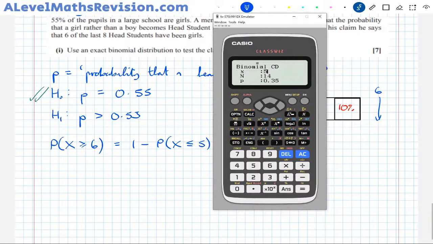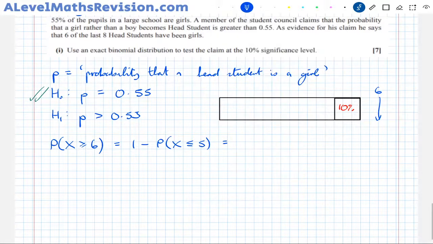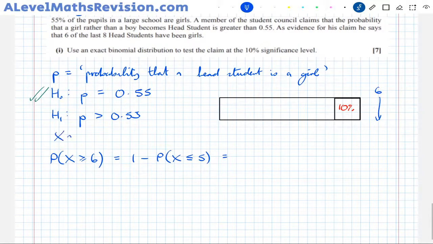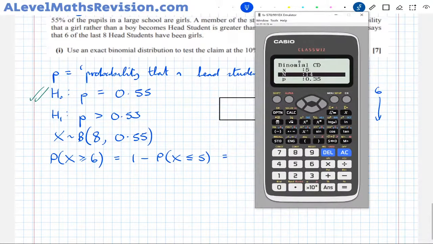Let's put that in the calculator. X is less than or equal to 5. And we should state our binomial distribution that we're about to use. X has a binomial distribution, 8 trials, and we're claiming the probability of success is 0.55 if we are to believe this one here. So x is less than or equal to 5 is what we're looking at. The number of trials was 8 and the probability of success was 0.55.